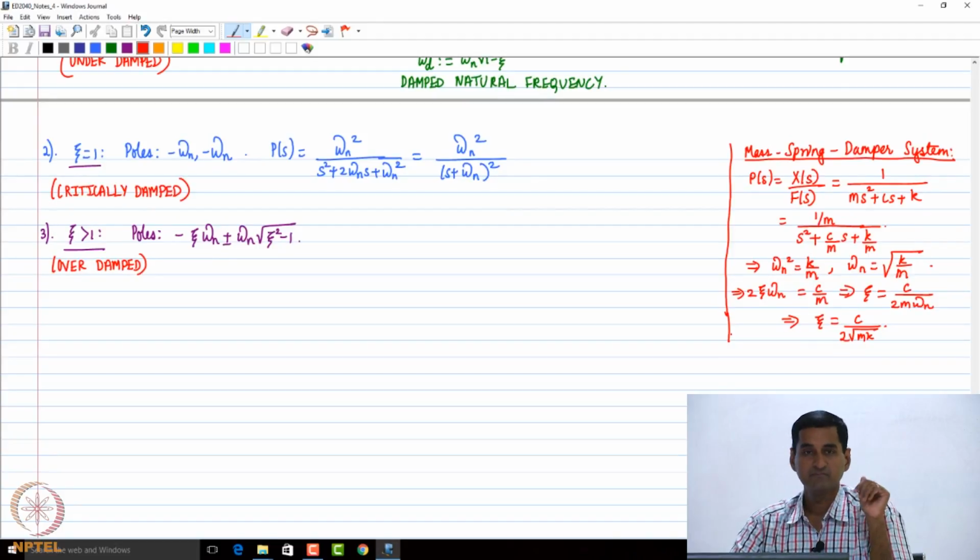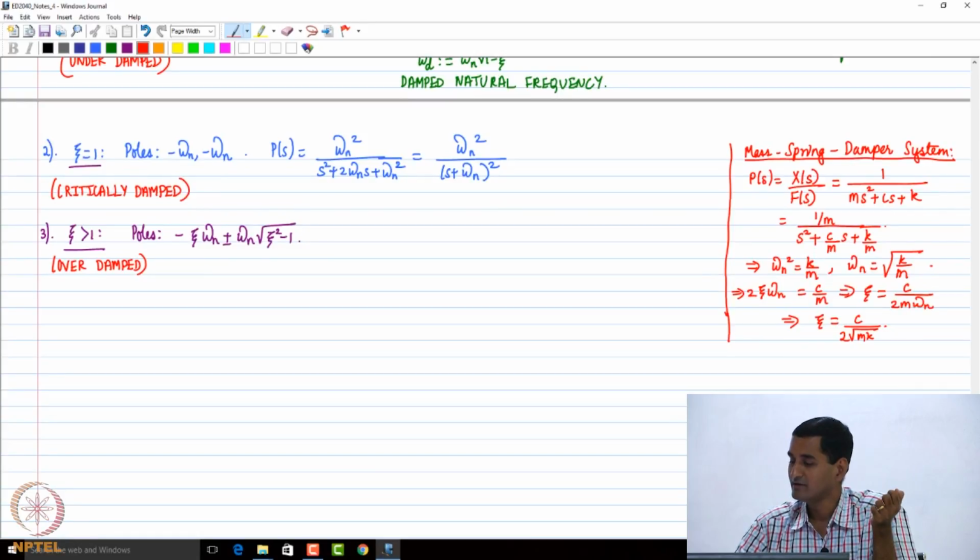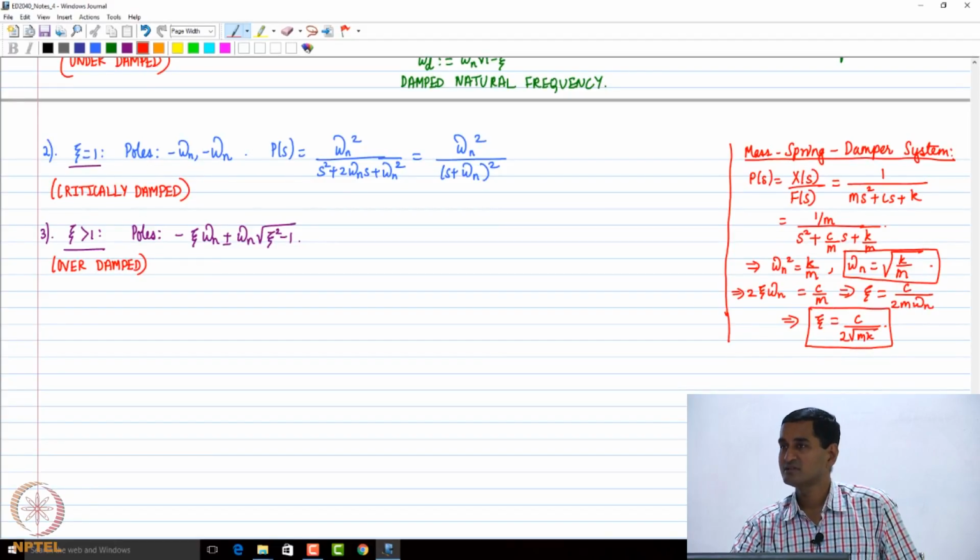So you see that even with a mass spring damper system, I can correlate the damping ratio and the natural frequency to the parameters m, c and k. Whether zeta is greater than 1, less than 1 or equal to 1 depends on this ratio that we have obtained here, c divided by 2 square root of mk. That's what decides the value of zeta.